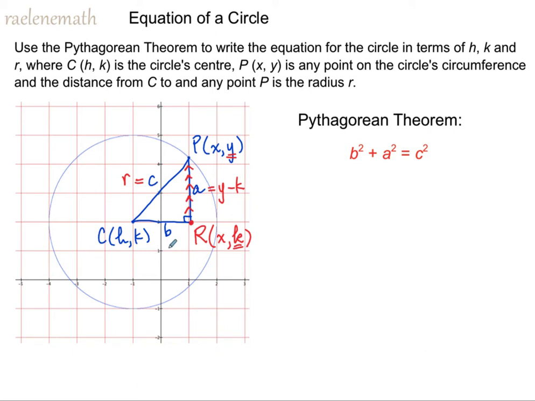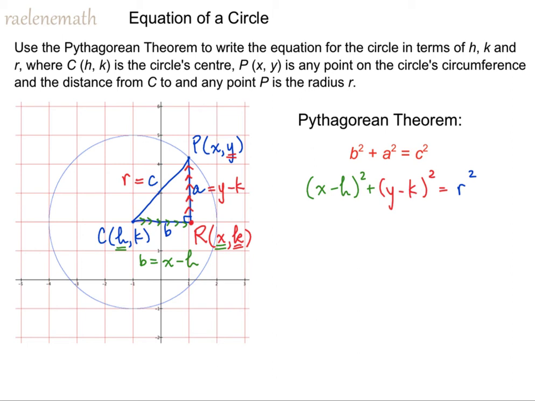Similarly, our base is going to be found by a change in the x-coordinates to make a positive distance from the bigger minus the smaller x-coordinates. And so now when we substitute into the Pythagorean theorem, we have the base squared plus the altitude squared equal to the radius squared. And our base is x minus h, and our altitude is y minus k.